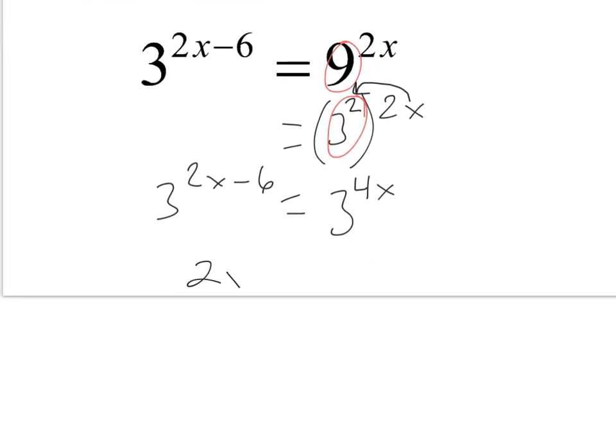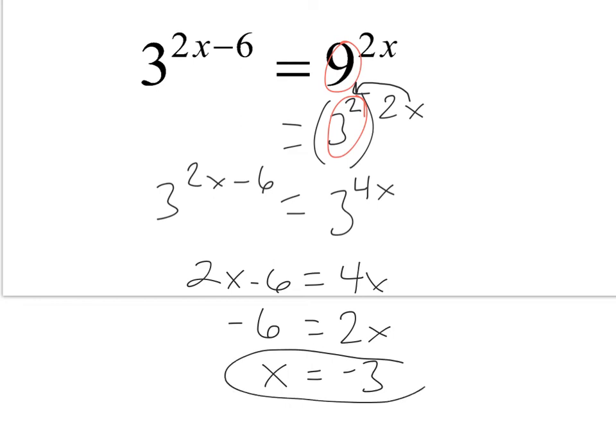So I've got 2x minus 6 equals 4x. I'm going to subtract the 2x, so I get negative 6 equals 2x. So x equals negative 3 once I divide by 2. Now I can plug this into the original. If I had negative 3, I'm going to have 2 times negative 3 is negative 6 minus 6 is negative 12. So I have 3 to the negative 12, and I would have 9 to the negative 6. If you were to plug that in your calculator, you would see they are the same.